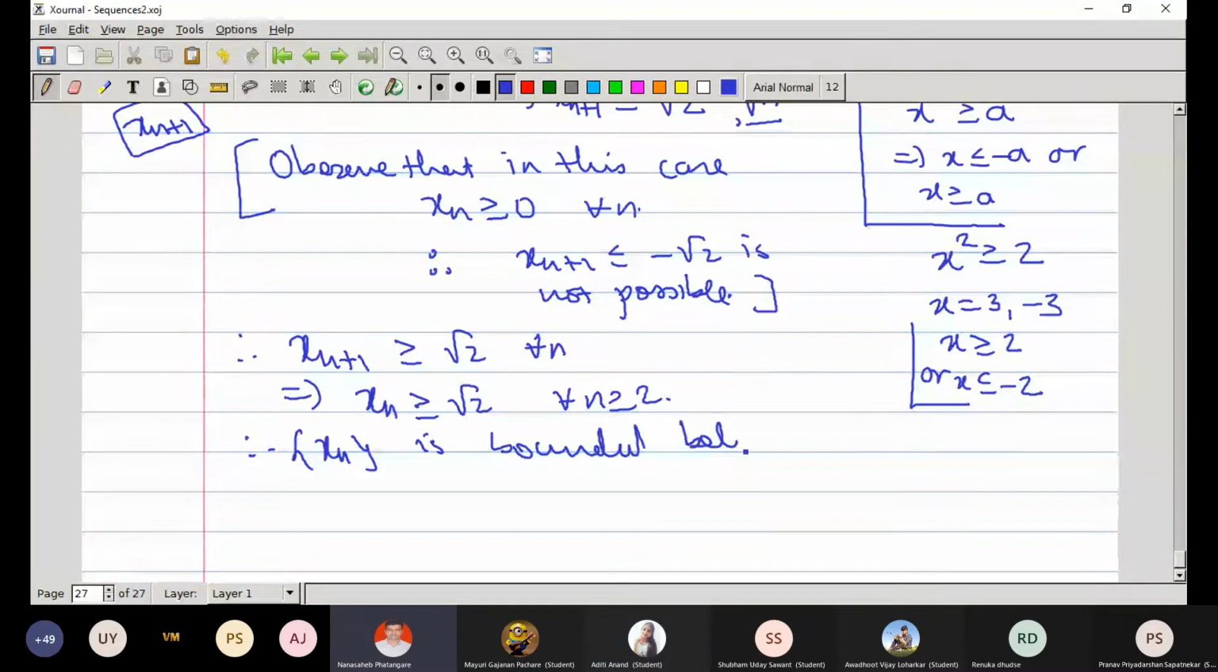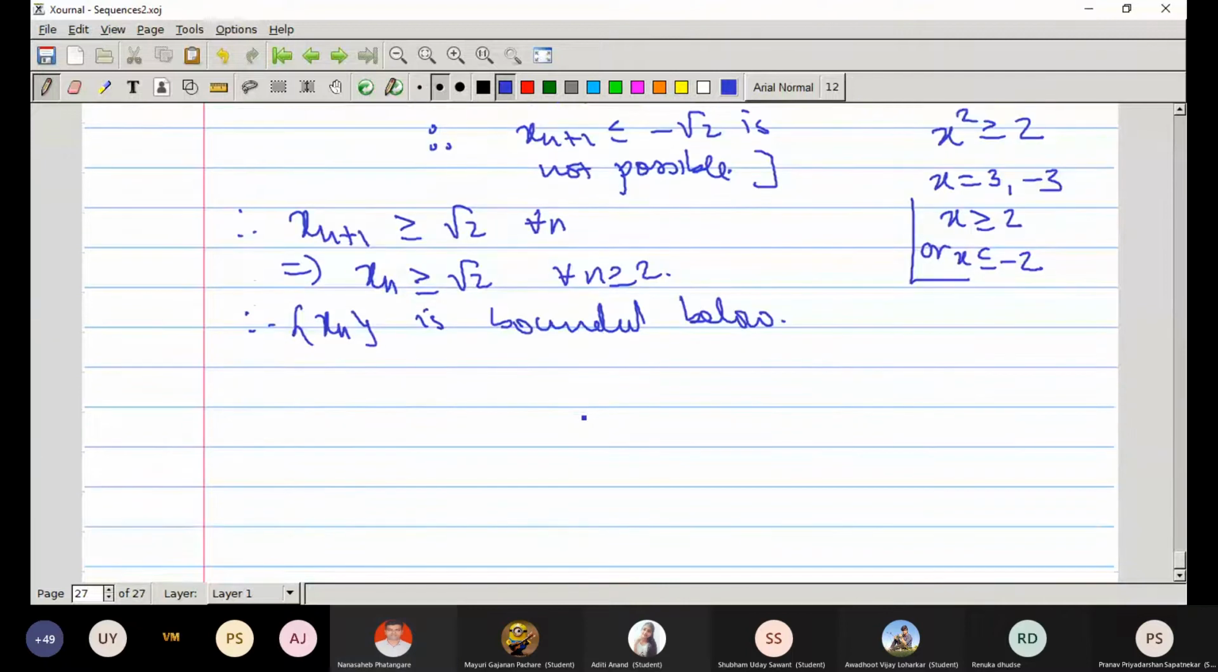Yes, sir. So certainly xn is bounded below because we saw that from the second term onwards the terms are greater than or equal to root 2. No matter whatever the first term is, it is still a finite number. So there is no harm in saying that xn is bounded below. Fine. Okay, so the sequence xn is bounded below. Next.